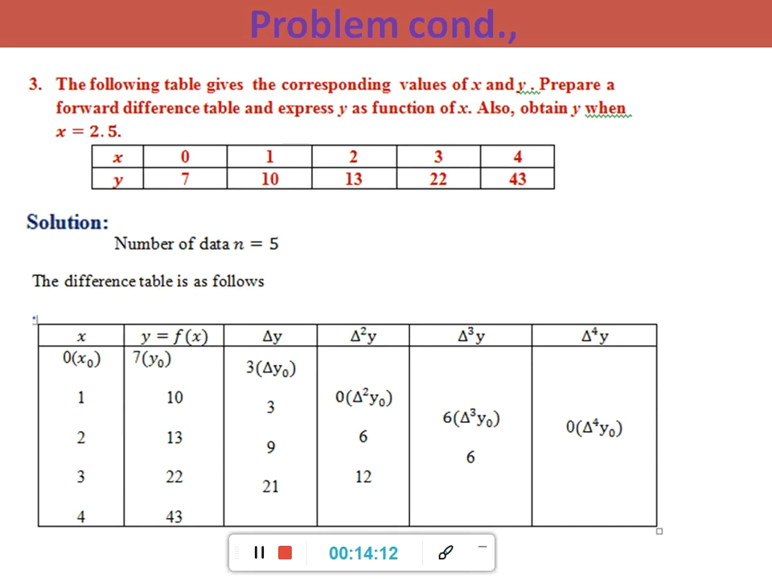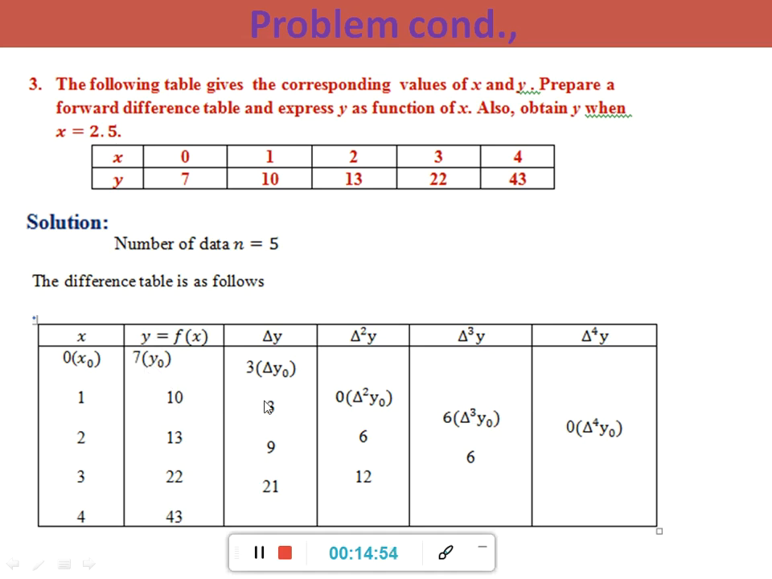Now the third problem. The following table gives the corresponding values of x and y. Prepare a forward difference table and express y as a function of x. Also obtain y when x equal to 2.5. So here the values of x are 0, 1, 2, 3, 4. The values of y are 7, 10, 13, 22, 43. So here the number of data is n equal to 5. First construct the difference table. Write the value of x here, write the value of y here, find the difference between successive data, that is second value minus first value.